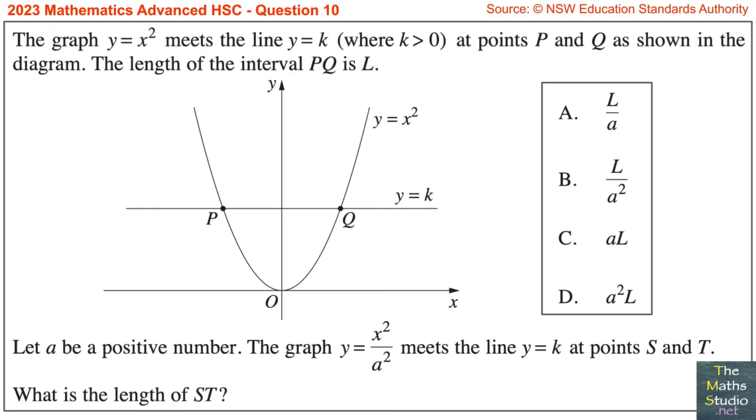Question 10. The graph y equals x squared meets the line y equals k, where k is greater than 0, at points P and Q as shown in the diagram. The length of the interval PQ is L. Let a be a positive number. The graph y equals x squared over a squared meets the line y equals k at points S and T. What is the length of ST?